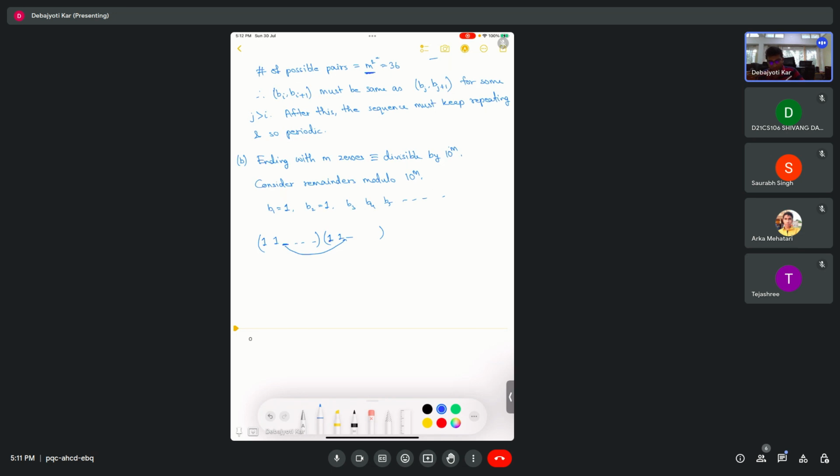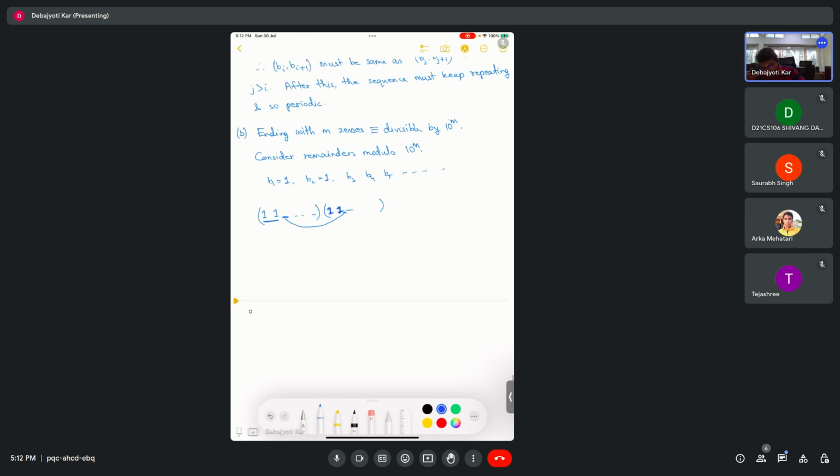Which means after some point we must have two consecutive ones, because initially we had two consecutive ones and the sequence is periodic. So let us say bi is equal to bi plus 1 is equal to 1 for some i. So this is my bi and this is my bi plus 1.